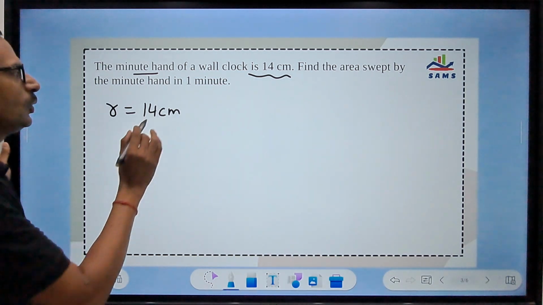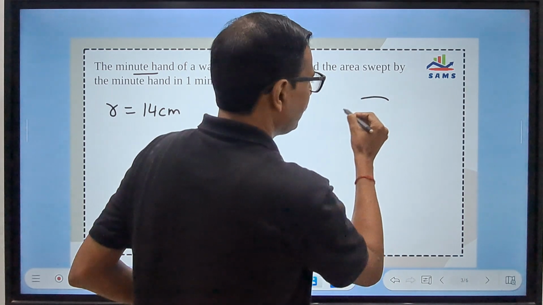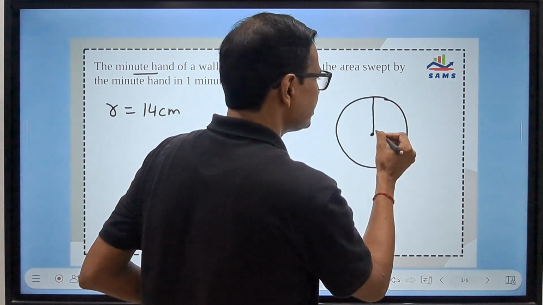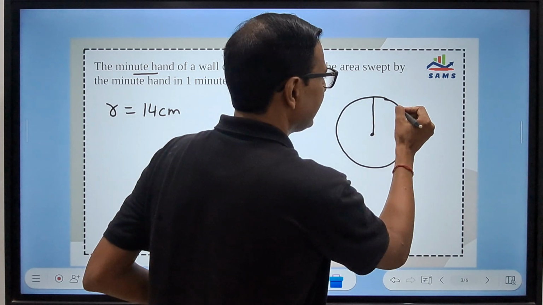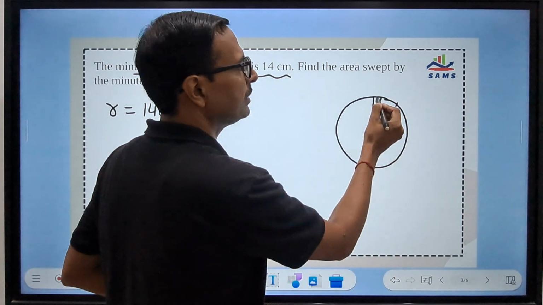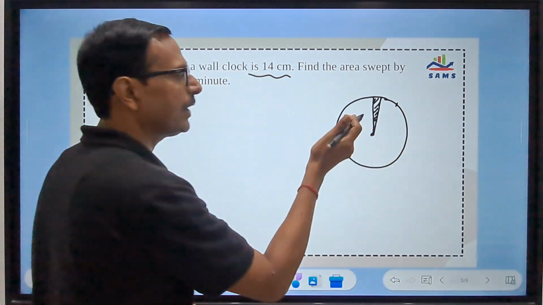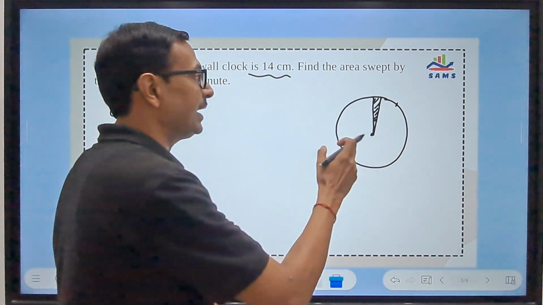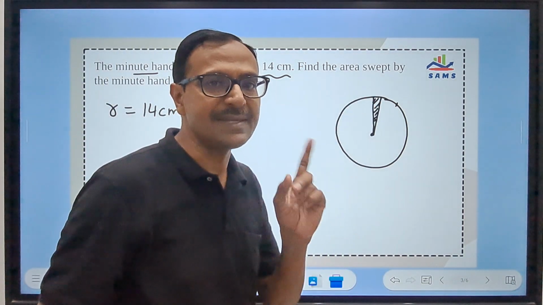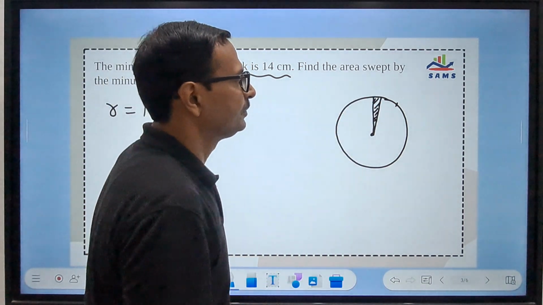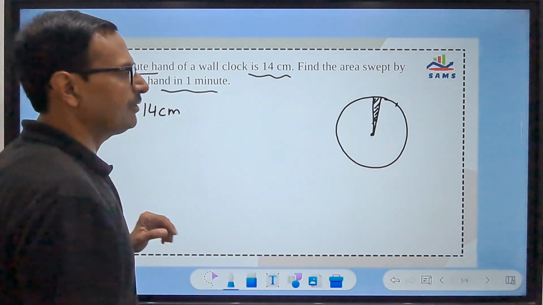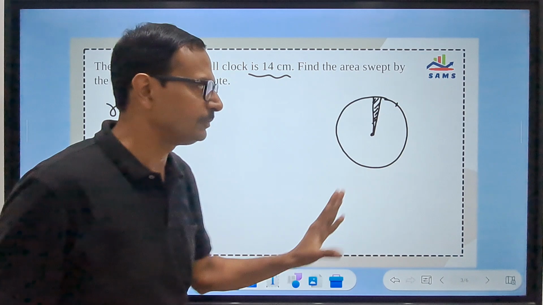Now you should know that if you have the face of a clock and this is the 12 position and say this is 5, right? So in 1 minute the area swept will be like this much, and we need to find this area, and for that I need the radius of the circle, because it is a sector. I need the radius and the sector angle. So where is the sector angle? For the sector angle I need to use the basic concept of the movement of the minute hand of a clock.